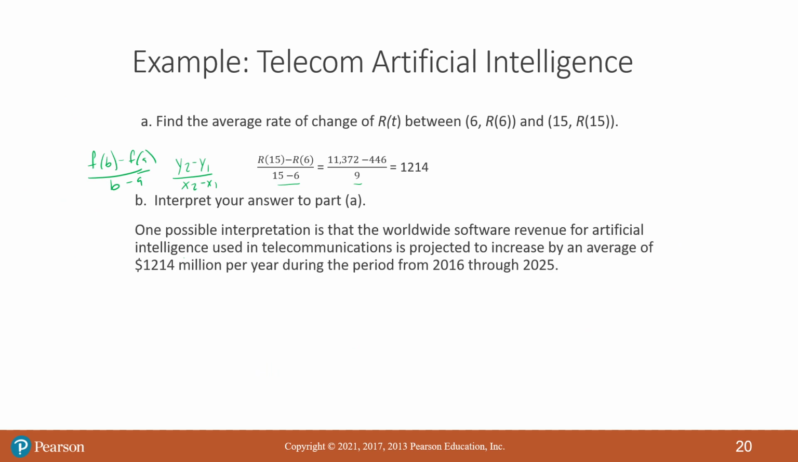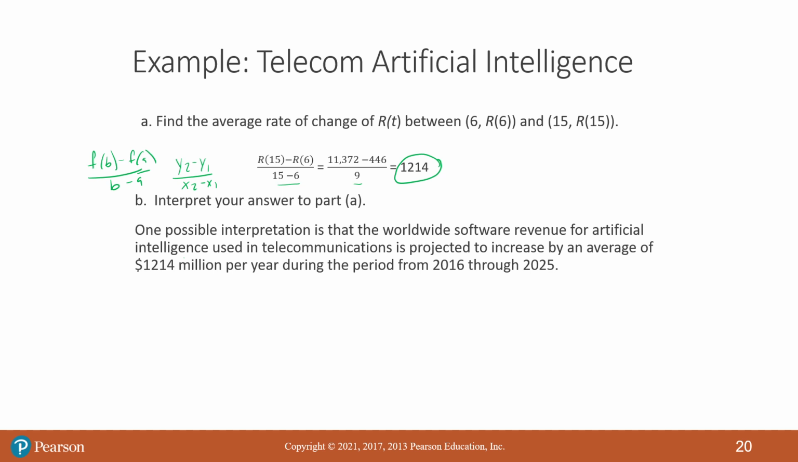Like I said, 15 minus 6 is 9. 11,372 minus 446 divided by 9. Use your calculator. Simplify it. Gives you 1,214. This is your answer. This is your average rate of change between those 2 points, 6 R of 6 and 15 R of 15.